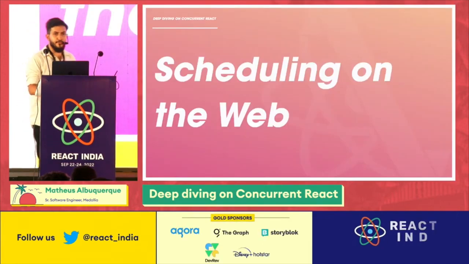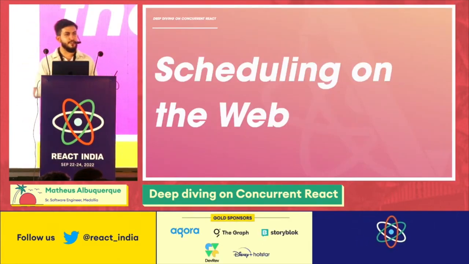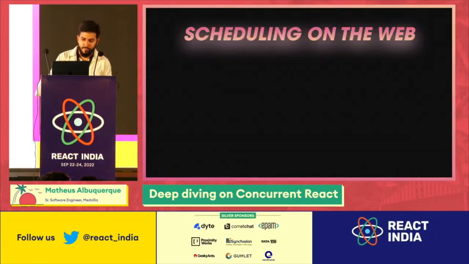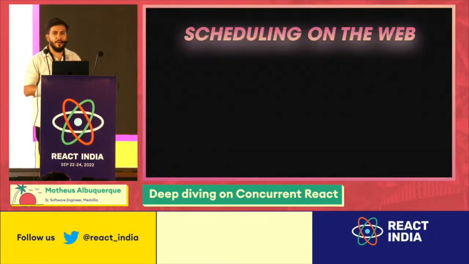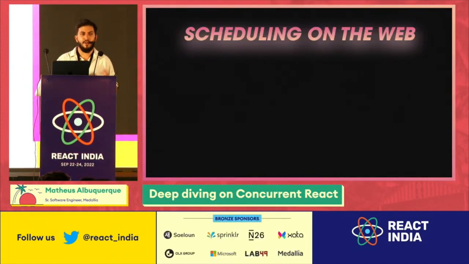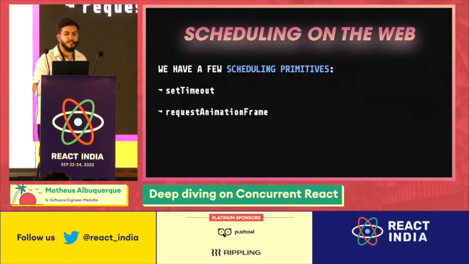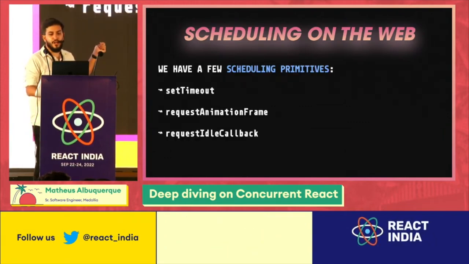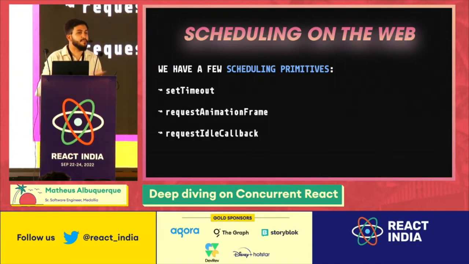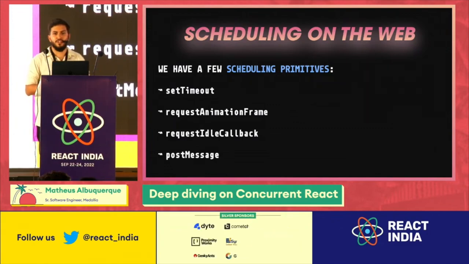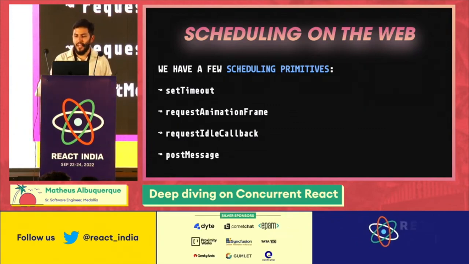It's not fair to talk about scheduling in React and not talk about scheduling on the web. So on the web, we might be thinking throughout the whole time, we have things for scheduling in the browser. So yeah, we have scheduling primitives. We have setTimeout and setImmediate. We have requestAnimationFrame and requestIdleCallback. Probably some of you even used that in the past. And we have postMessage for workers that are a way of scheduling.